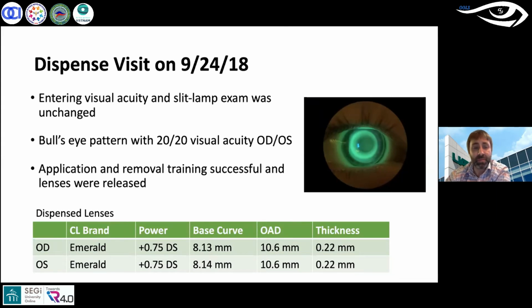The patient was able to very easily apply and remove the lenses in office. He was an established soft contact lens wearer, so he did really well in office, and he was able to take them home that day.